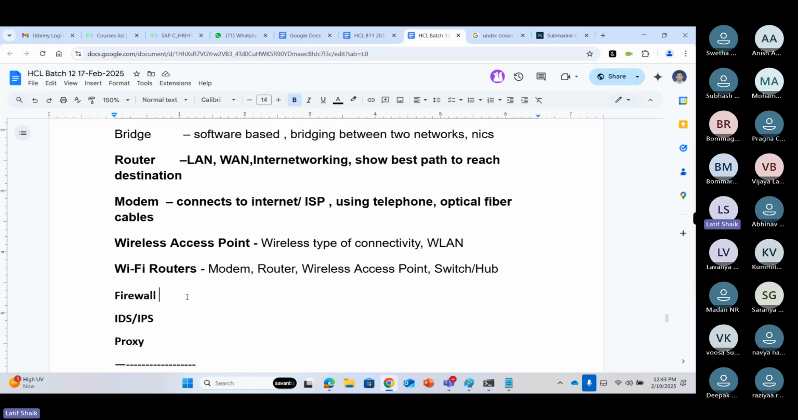What is this proxy? Instead of your IP address, a proxy server will send the packets with a different IP address, a different identification instead of your IP. That is proxy. But all these three things, you should find out. I will tell you where to find them, and you tell me what they are.